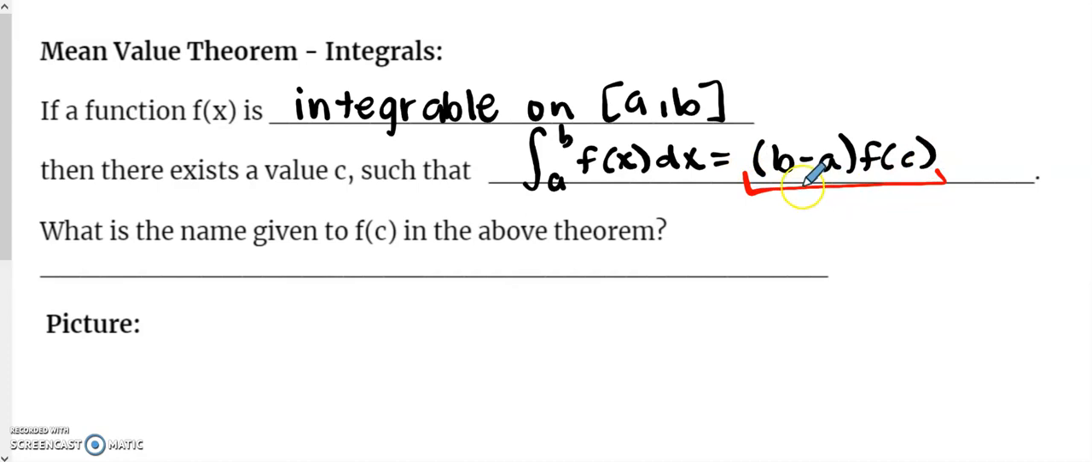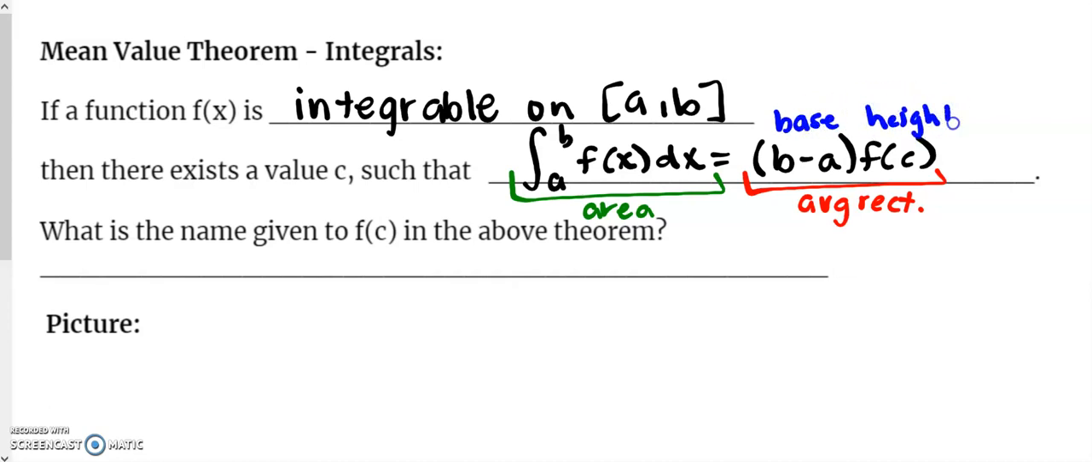Now what this is saying is boring old average rectangle is equal to cool new area under a curve, right? Because we can find that specific area under the curve. So what would happen here is this is the base and f of c is the height. So when you multiply them together, you end up with the area of a rectangle. The name to f of c, if you isolate it, is the average value. So it's the average height of the function over the interval from a to b.